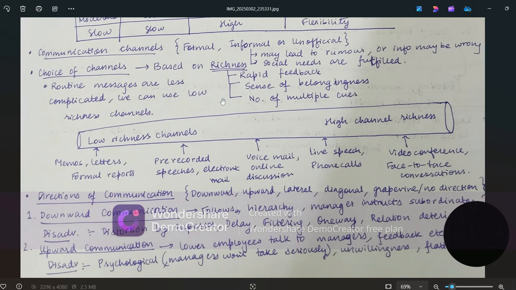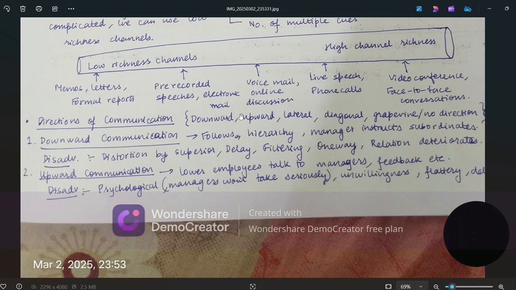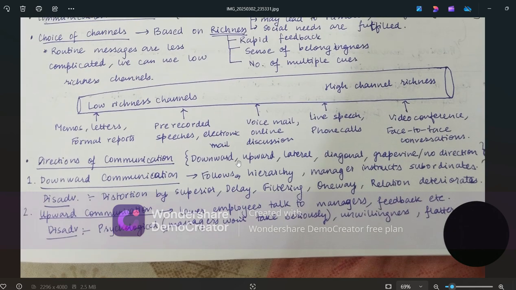Now there are directions of communication. There are five directions of communication. First is downward. It follows a hierarchy, and the manager instructs subordinates, so it is from top to bottom. The disadvantage is there might be a distortion by the superior. There might be a delay, filtering. It is a one-way communication, and the relationship deteriorates.